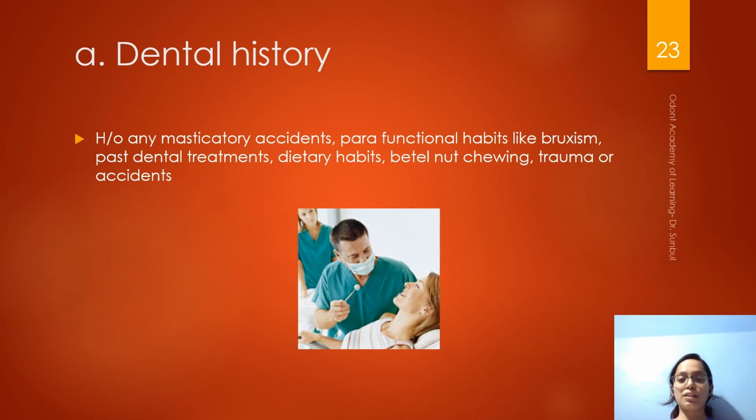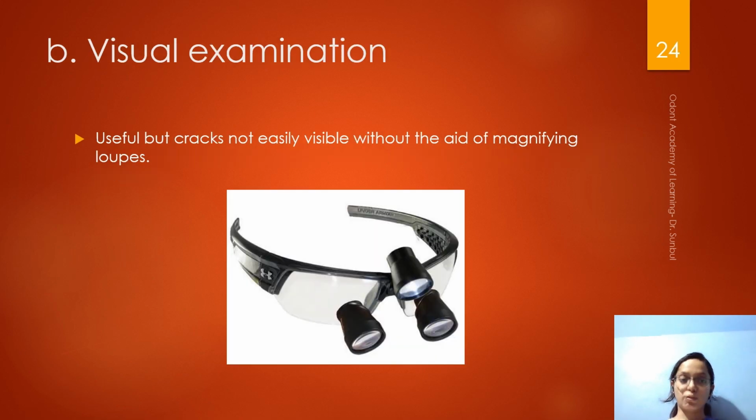So when we are asking the patient for dental history, then we can ask them about their dietary habits or any treatments that they have had earlier, or if there have been certain accidents or trauma that have recently happened. Do they have a betel nut chewing habit, or do they have any parafunctional habits? Okay, that will help us to decide that it may be a case of cracked tooth syndrome.